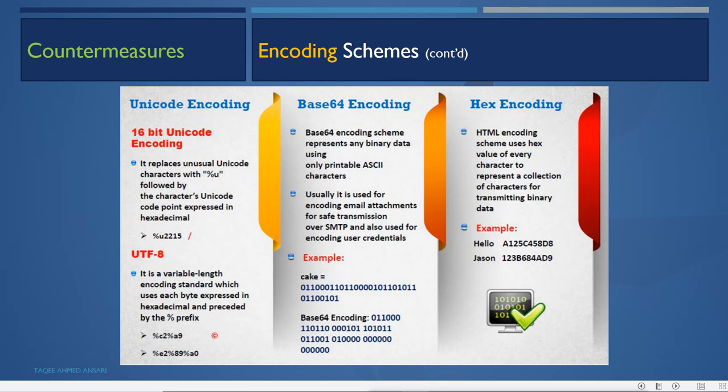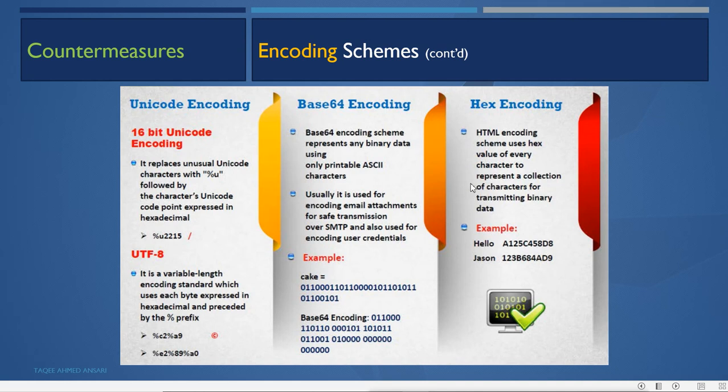Example, cake, we can say it will be like this: 0111000, like this. And in base encoding it will be like this, same, 0111 0110 111, like this.